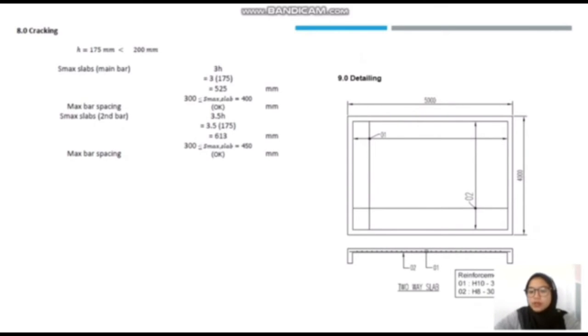The reinforcement for 01 horizontal is H10 with a 300 distance, and also H8 with a 300 distance. So that's all from me.